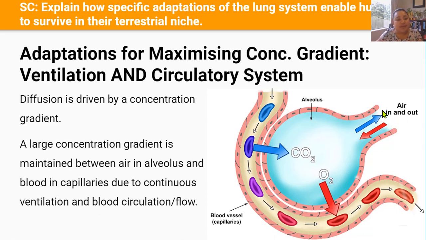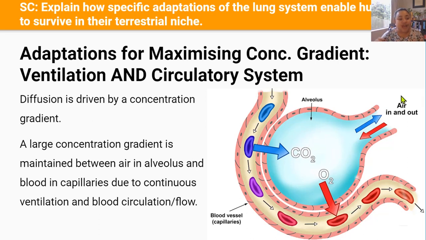The diffusion of carbon dioxide works in a similar manner. Blood arriving at the alveolus is carbon dioxide rich. It has a high carbon dioxide concentration. New air arriving at the alveolus is carbon dioxide poor. It has a low carbon dioxide concentration. Because the carbon dioxide concentrations are different, carbon dioxide is going to diffuse from an area of high concentration in the blood to an area of low concentration in the air. The air leaving the alveoli is now carbon dioxide rich, and we get that out through exhalation.